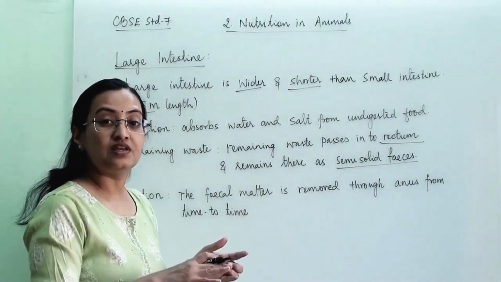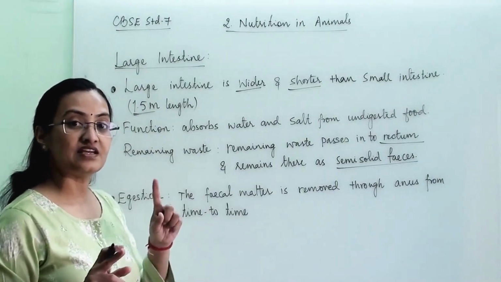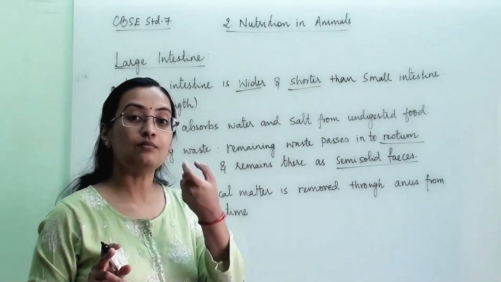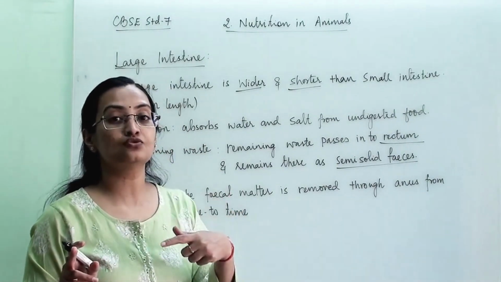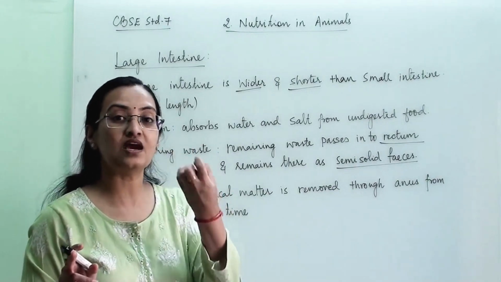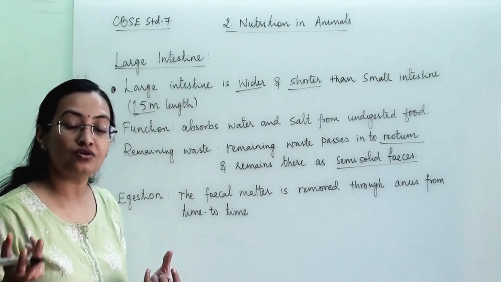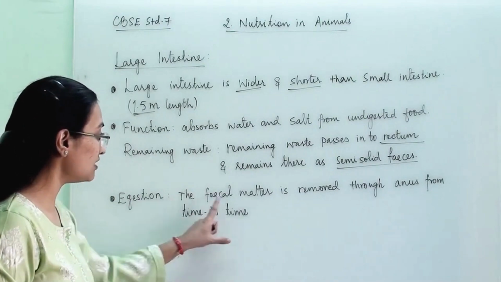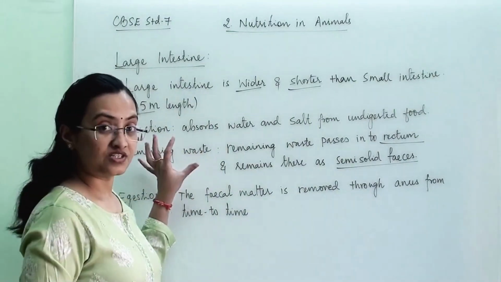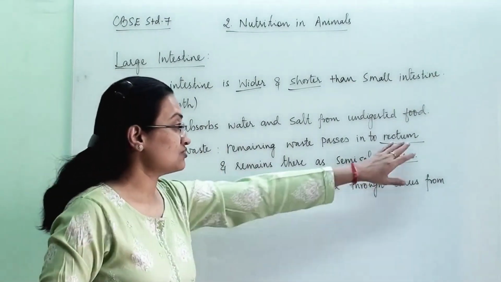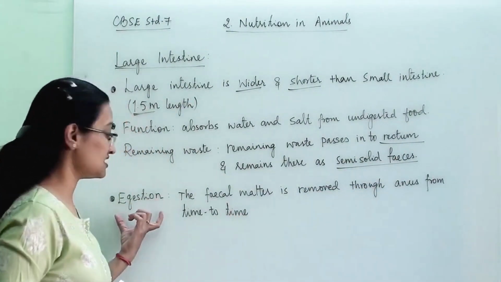Now this feces will go out from time to time, and that process is termed as ingestion. We have earlier seen that when we are eating something via buccal cavity, via mouth, it will go to the esophagus and then to the stomach. That process is known as ingestion, that whatever we are eating. Now the waste material will go out from the body. The fecal matter is removed through anus from time to time. The waste material will go from large intestine to rectum to anus and then out of the body, and that process is known as ingestion.